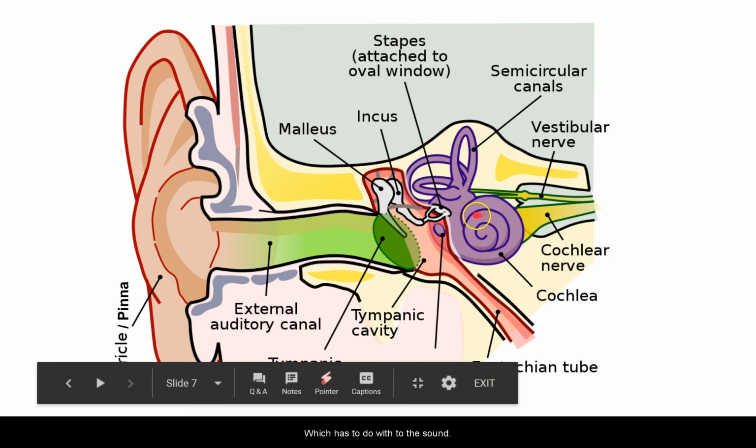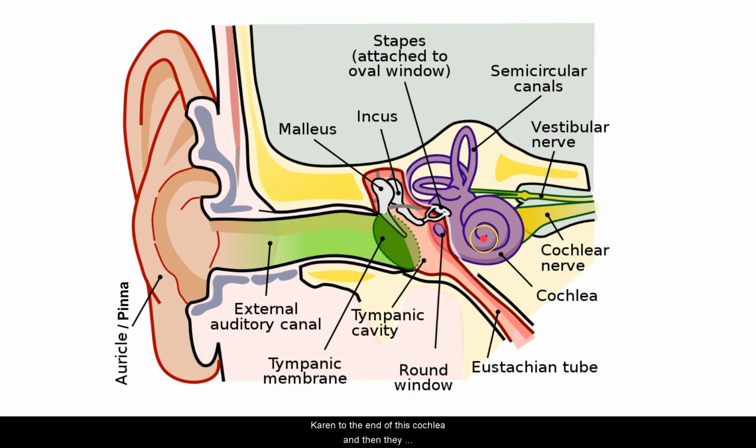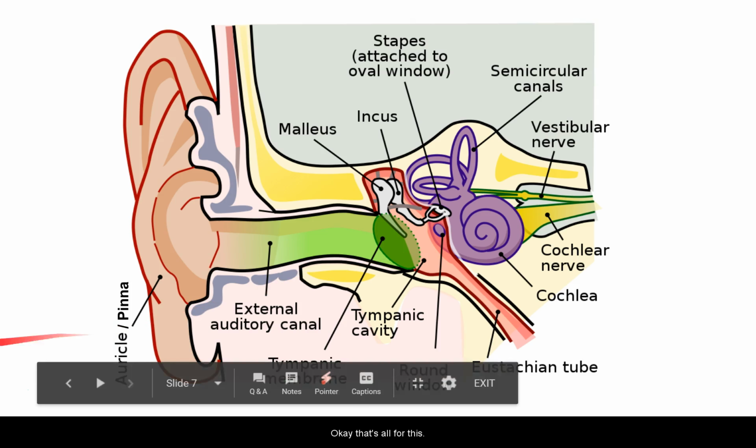which has to do with, so the sound waves move through the fluid, they go into the inner ear here into the end of this cochlea, and then they actually come back out. And when they come back out, they exit through this round window. So the oval window is where the stapes starts vibrating the fluid. The round window is ultimately where that sound is going to exit. Okay, that's all for this one.